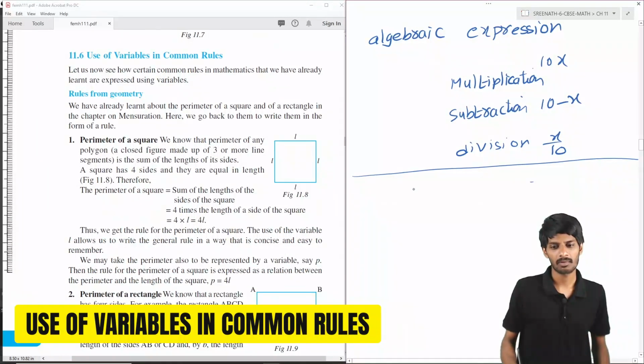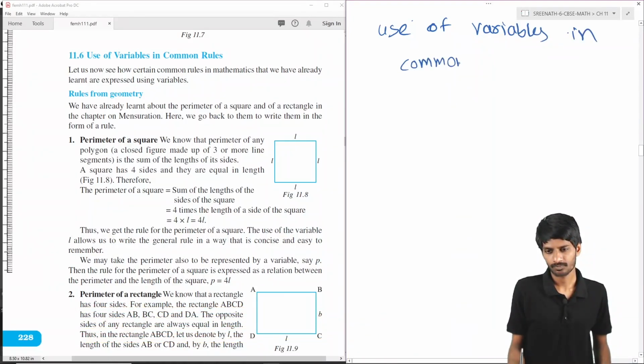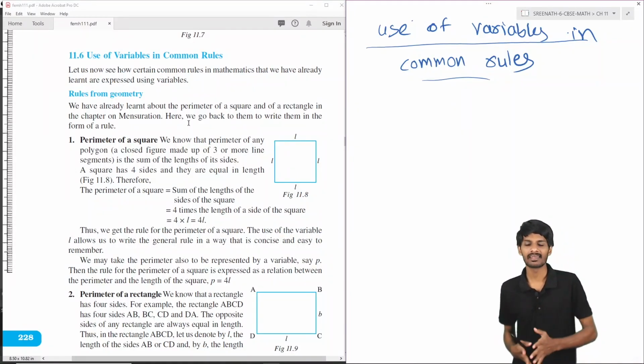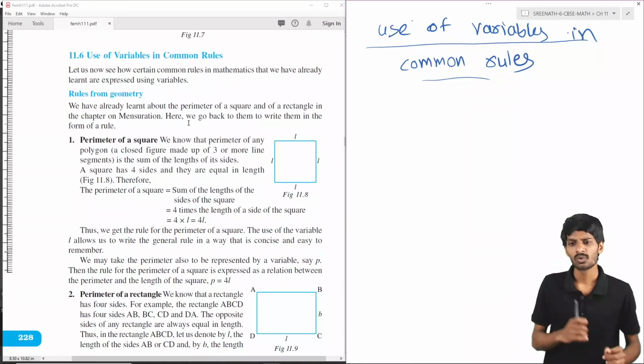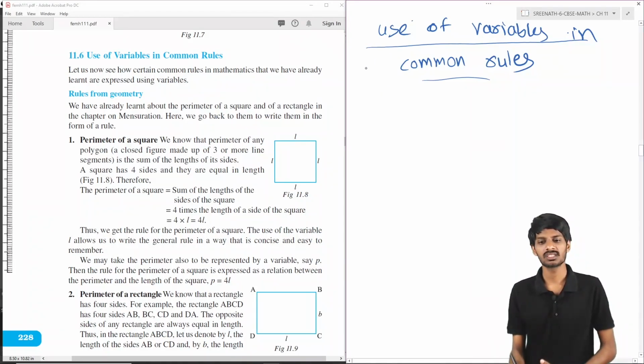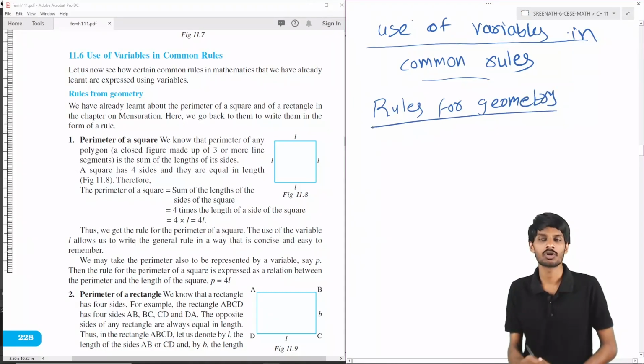Use of variables in common rules. So students, we have been learning how to use variables. Now we are using variables in some common rules. The first are rules from geometry. There are some rules in geometry, and in those geometrical rules we are using variables.